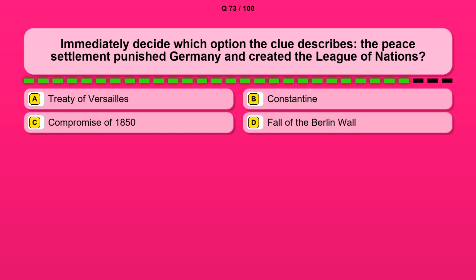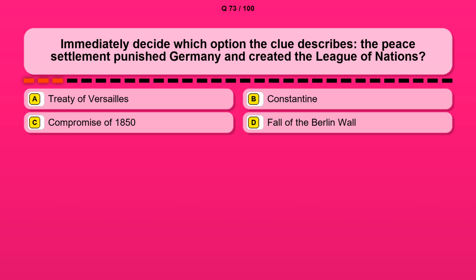Question 73. Immediately decide which option the clue describes: the peace settlement punished Germany and created the League of Nations. Option A, Treaty of Versailles. Option B, Constantine. Option C, Compromise of 1850. Option D, Fall of the Berlin Wall.